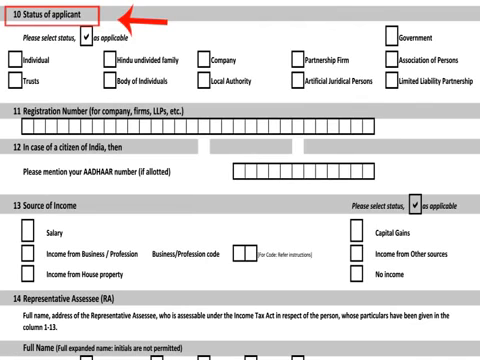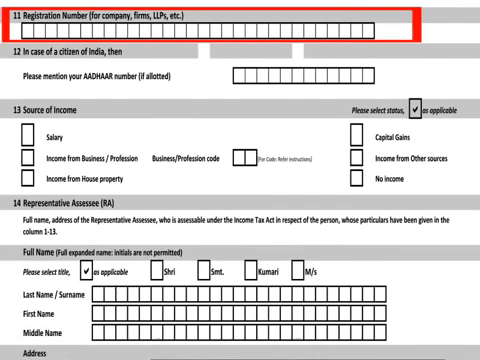In item 10, select the category status that is applicable. In case of limited liability partnership, the PAN will be given a firm status. Item 11 asks for registration of companies issued by the Registrar of Companies. Other applicants may mention registration number issued by the state or central government authority.